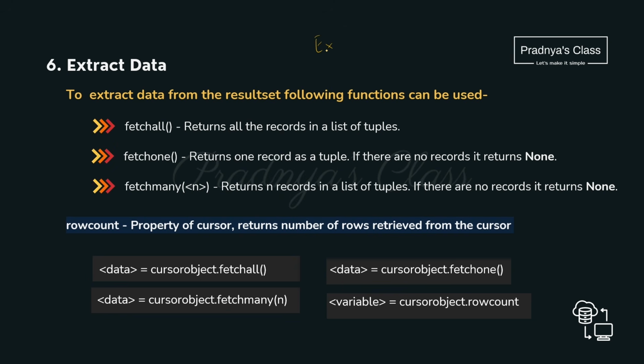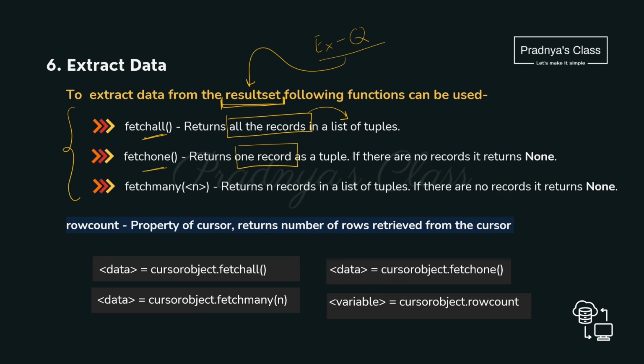So after the execution of the query, we will get the result set. It means we will get the records. Now there is a category of fetch functions which will decide how many records you want. You want all the records or you want limited records. In that category, the first is fetchall. It will fetch all the records, that too in the form of a list of tuples. But if you don't want all the records, there is an option of fetchone. It will only fetch one record. And if there are no records, it will return None.